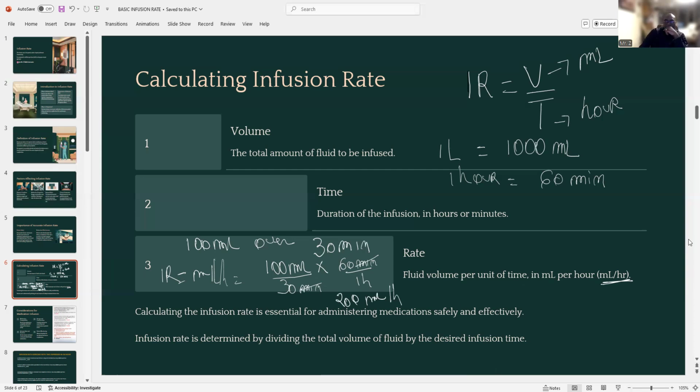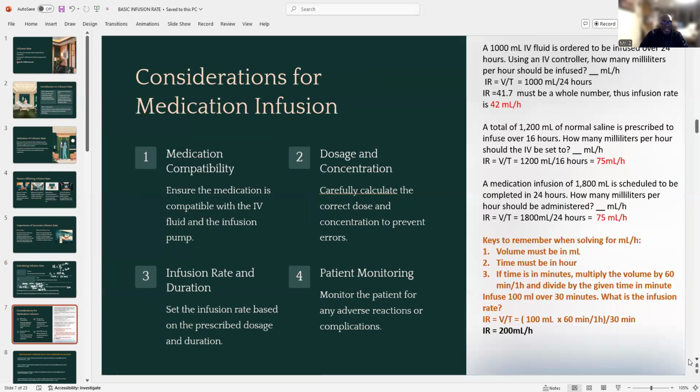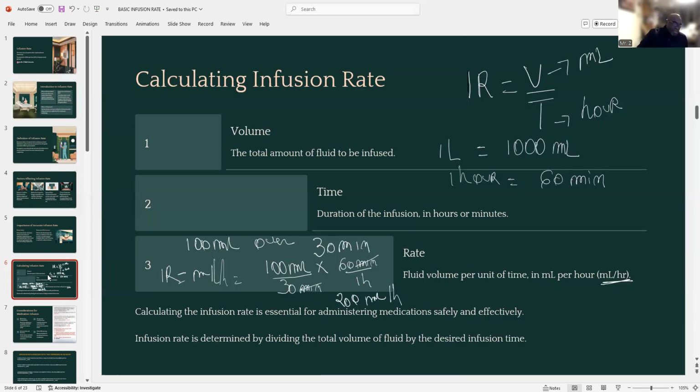So do not forget, anytime you're solving for milliliter per hour, your volume must be in milliliters, and your time right there must be in hours. If the time is not in hours, you have to convert that. Your volume must be in milliliters. All right.